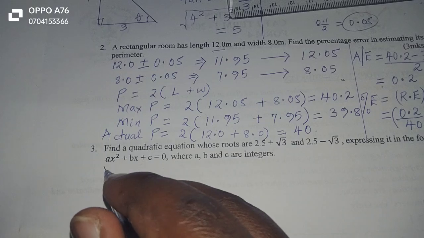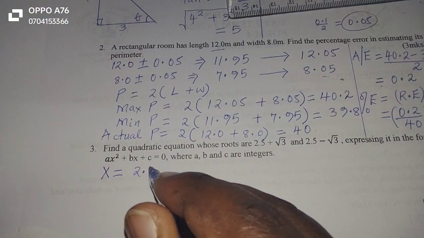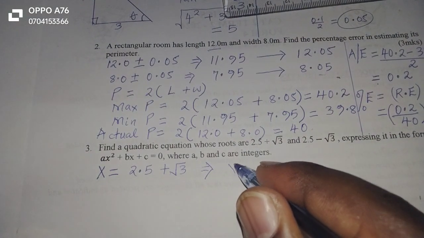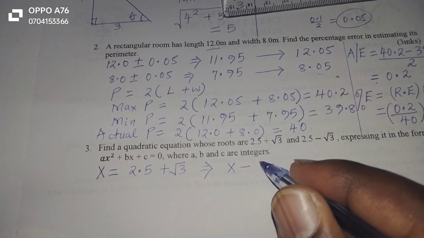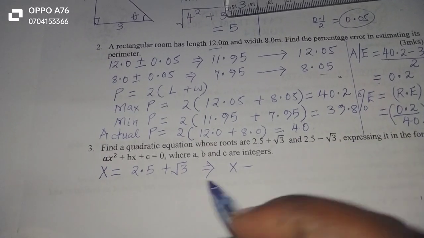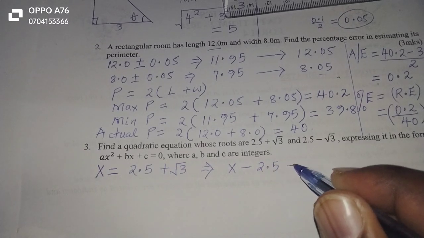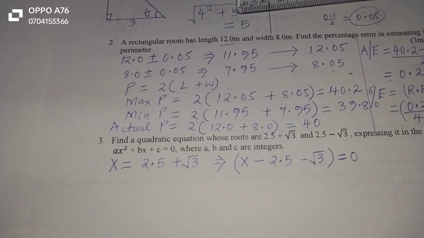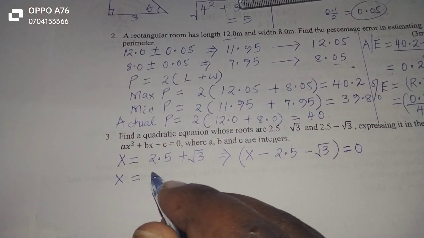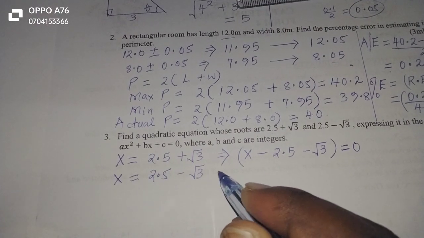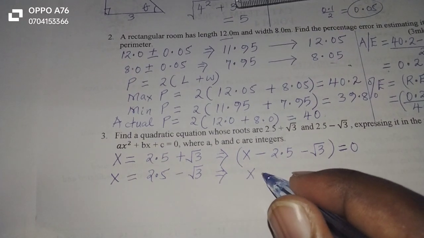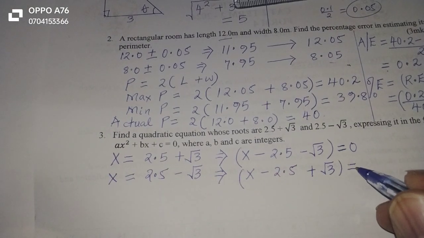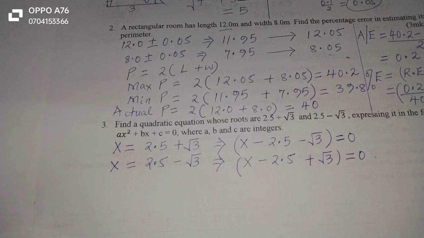such that we will say before a conclusion was made that x equals 2.5 plus the root of 3. This means then the previous step was x minus, we now take them to both sides, x minus 2.5, and again we subtract root 3, all equals to 0. That is the first step. The next step will be again x equals 2.5 minus the root of 3, which means that x minus 2.5, then now plus the root of 3, is again equivalent to 0. So we had those two factors before the conclusion for the roots.